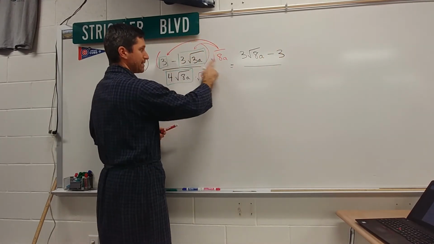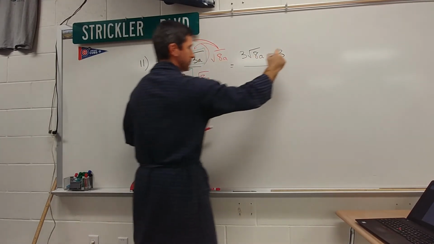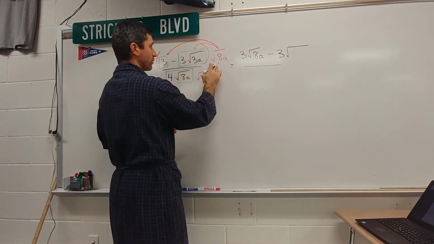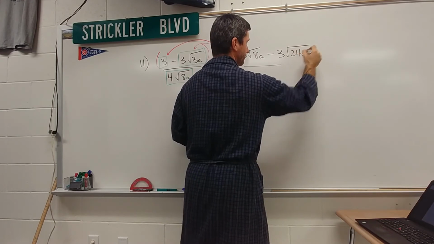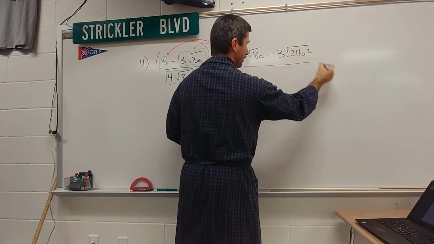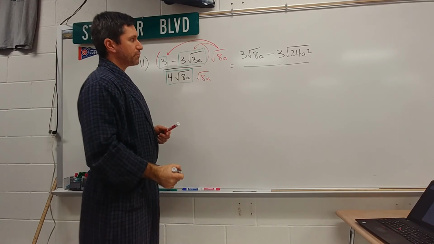Go ahead and take 8 times 3 underneath the radical. So that's 24. And then a times a, which we know to be a squared. Extend that out a little bit. There you go. This is looking beautiful so far.